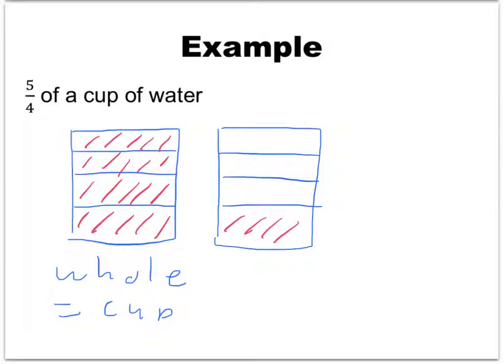So there we go. That picture right there represents 5/4 of a cup of water. We define what the whole is. The whole was one big rectangle. We divided that rectangle up into 4 equal pieces, and then we selected 5 of those. So that right there represents my fraction 5/4.